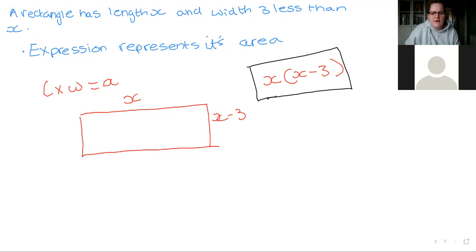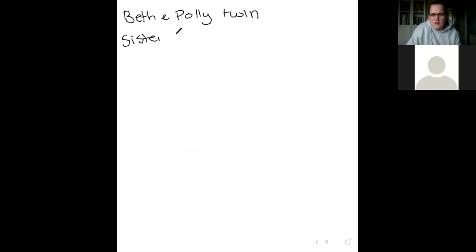So Beth and Polly, these are the sort of ones that we use quite a lot. So Beth and Polly are twin sisters, and their sister Louise is 2 years older than them.